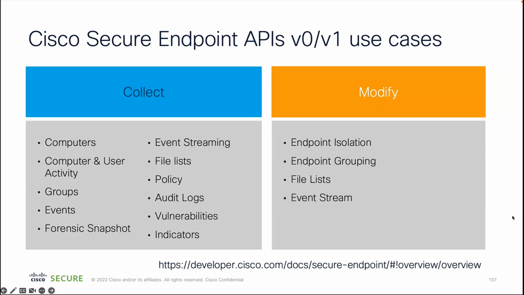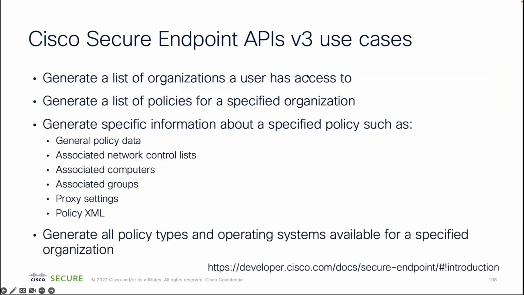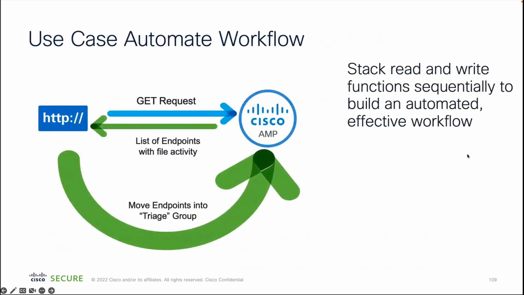And then there is a new set of APIs, which is V3, which gives you a little bit of additional capabilities. Essentially, it allows you to read more data and generate additional reports based on that data. It gives you more data about the policies, associated network control lists, computer groups, but it's all read-only. So it doesn't let you modify those policies. It just allows you to read that data. And I included the links to documentation for each of those APIs.